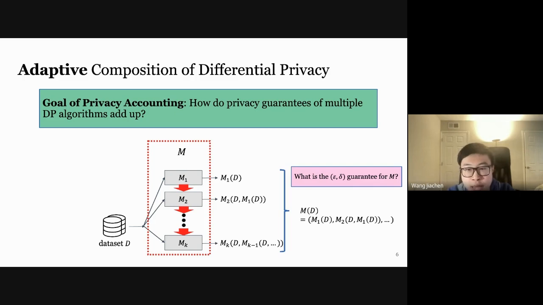In practice, the way of composition can be more complicated, where the next mechanism can adapt to the output of the previous mechanism, which is usually called adaptive composition. Here we use this circle symbol to denote the adaptive composition of differential privacy. Adaptive composition is very important because in practice, an adversary can decide which query to ask next after receiving the previous answer. We care about the composition of differential privacy because in practice, we rarely want to release only a single statistic about a dataset, and releasing many statistics requires running multiple differentially private algorithms on the same database.